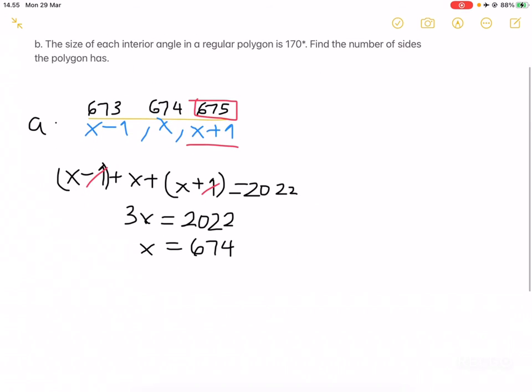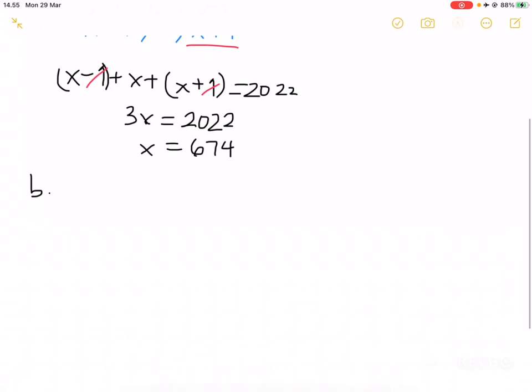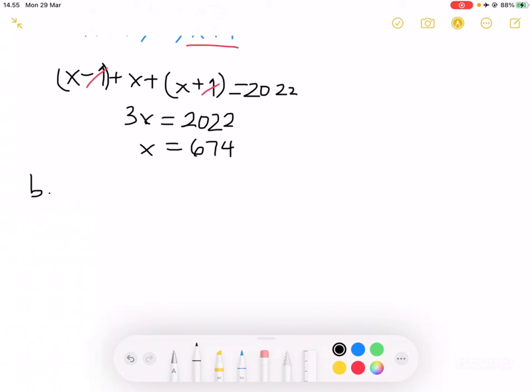For part B, the size of each interior angle in a regular polygon is 170 degrees. Find the number of sides the polygon has. Perhaps I'll just recall the formula for the size of each interior angle in a regular polygon. It is as follows: we have 180 degrees times, in the parentheses, n minus 2 all over n. This is the size of each interior angle. And if you want the sum of all interior angles, you just remove the fraction here.